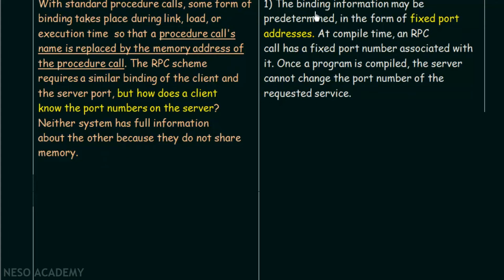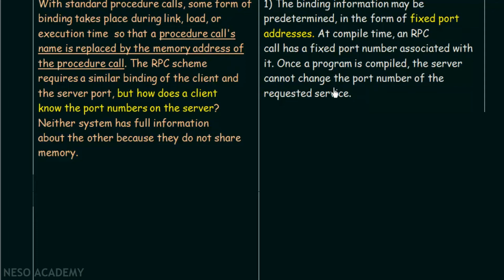So the first way is the binding information may be predetermined in the form of a fixed port address. At compile time, an RPC call has a fixed port number associated with it. Once a program is compiled, the server cannot change the port number of the requested service. So in this first solution, we have predetermined binding information in the form of fixed port addresses. That means the address of the ports will be fixed. They will not be changed.